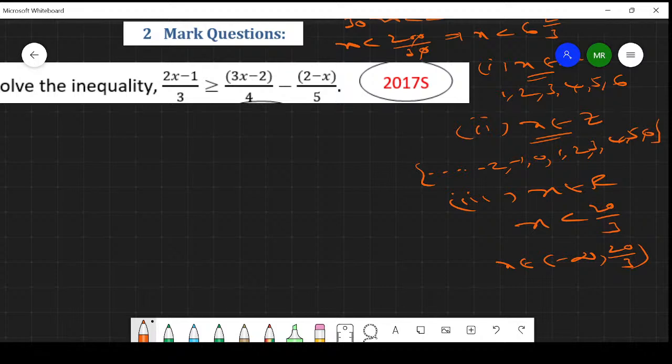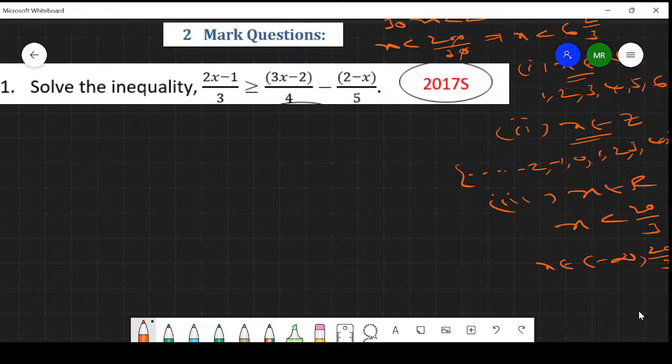So like this we can discuss. Just to understand, I have explained one simple problem. They will say integer, natural number or real number, and you should see what they are asking in the given problem. That is important. Now see this problem. Solve the inequality.